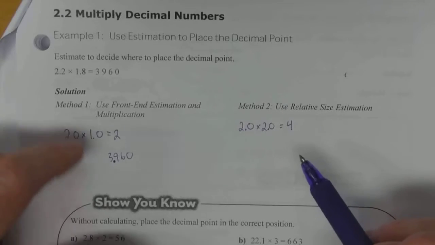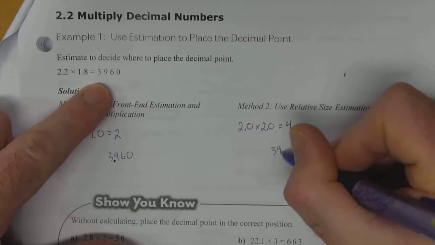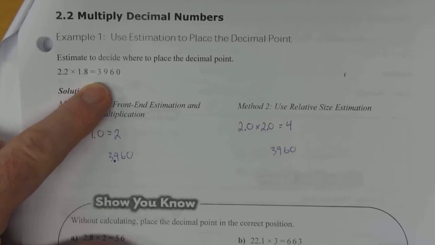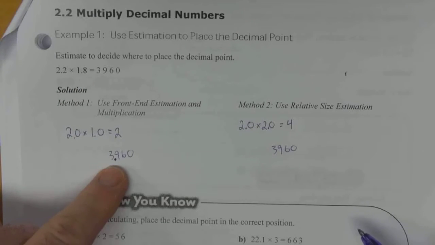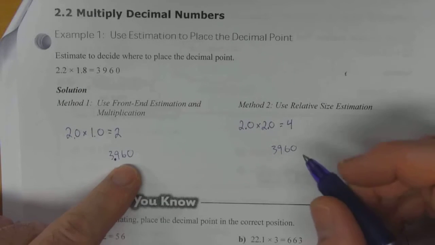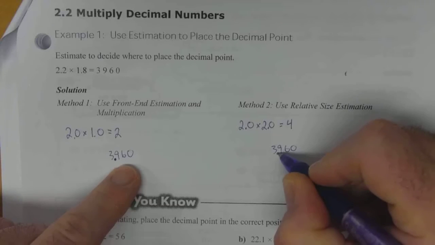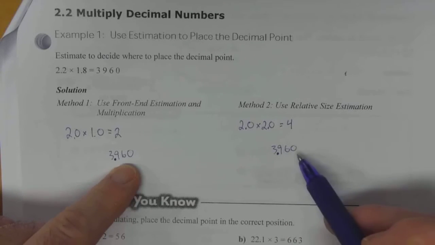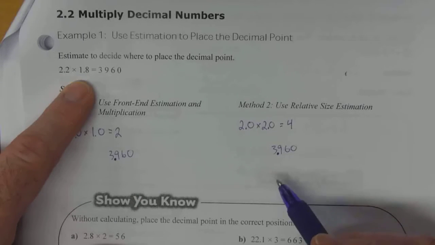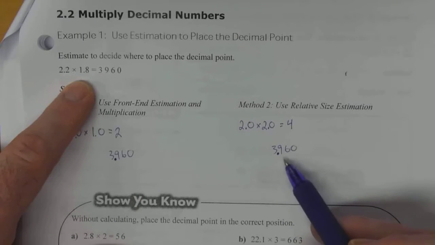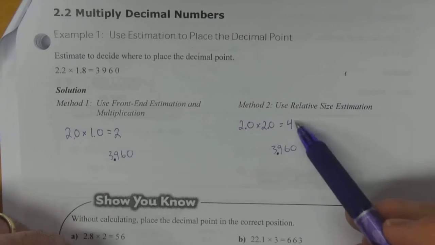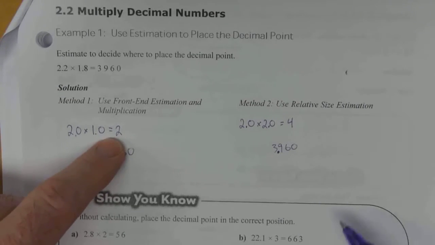So if we look at the numbers 3960, we want to get the decimal put in a spot where our answer is going to be close to 4. Well, we knew from the previous example that 3.96 was very close to 4, so I'm going to stick with that same position as well, 3.960. And that is going to actually be the correct answer for 2.2 times 1.8. It'll be 3.960. Now, once again, here we're estimating to 4, here we're estimating to 2.